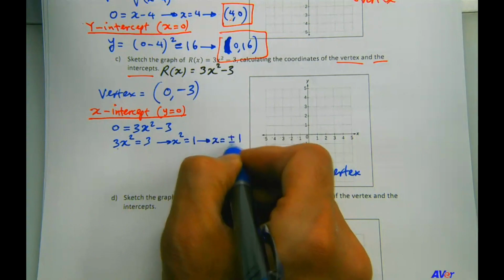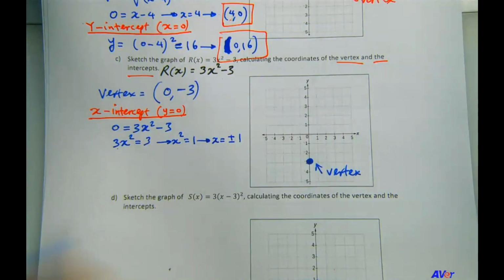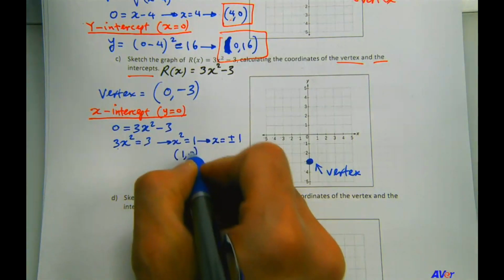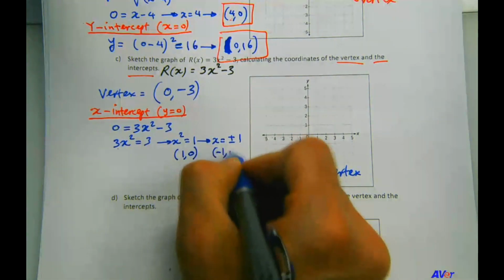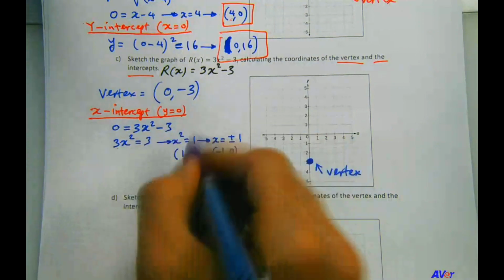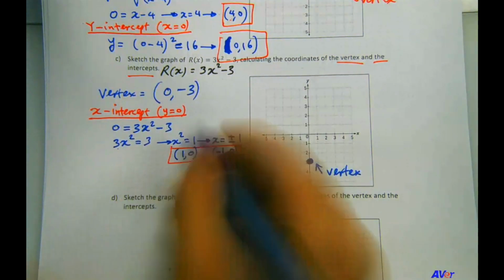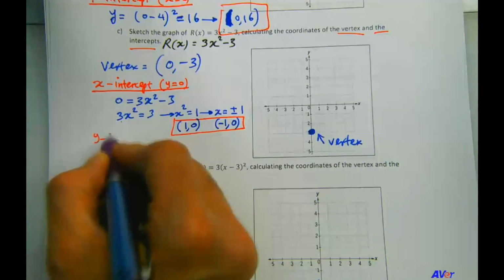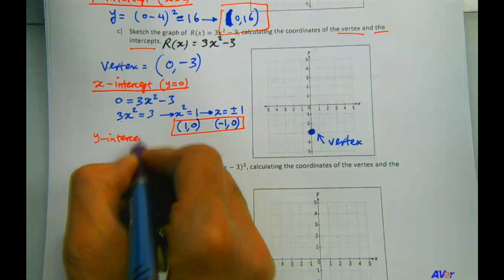We get plus or minus 1, not just 1. So the x-intercepts are (1, 0) and (-1, 0). Those are the x-intercepts. Then the y-intercept, usually we have one of these, right?